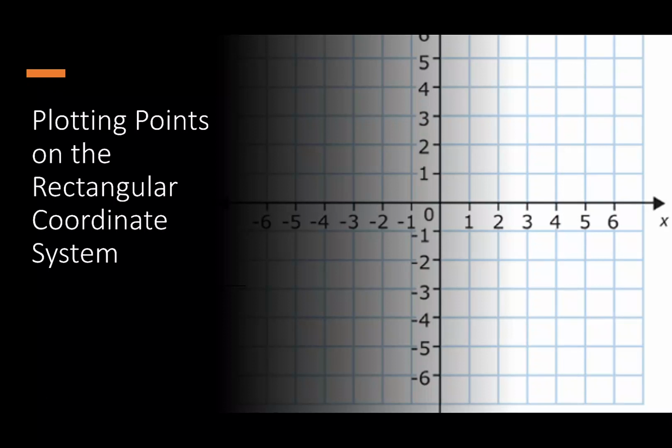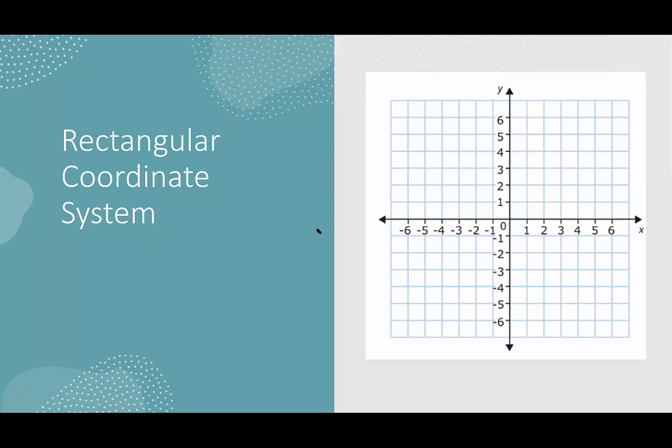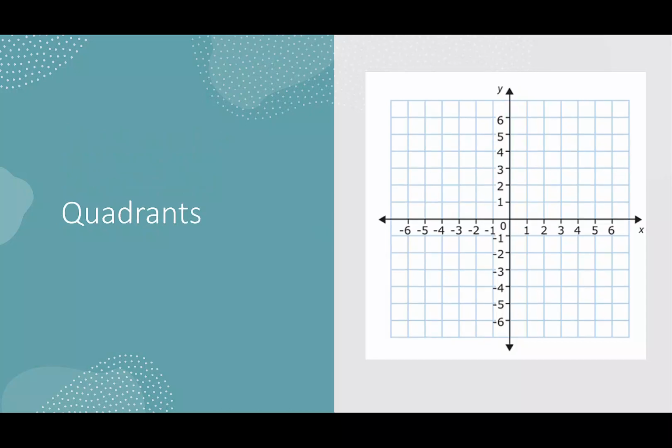Hi everybody, today we're going to look at plotting points on the rectangular coordinate system. The rectangular coordinate system is a grid that's composed of the x-axis and the y-axis. The coordinate system is broken up into 4 quadrants. We start in quadrant 1, then we move counterclockwise to quadrants 2, 3, and 4.